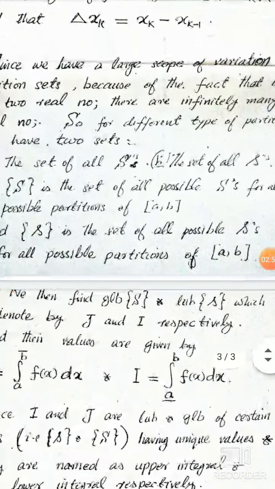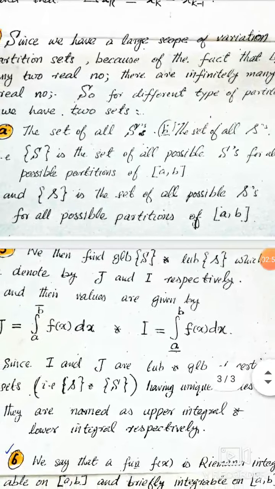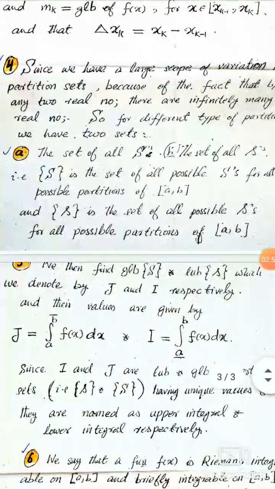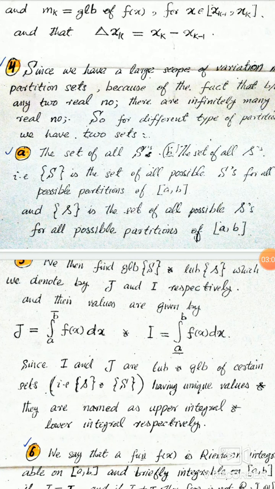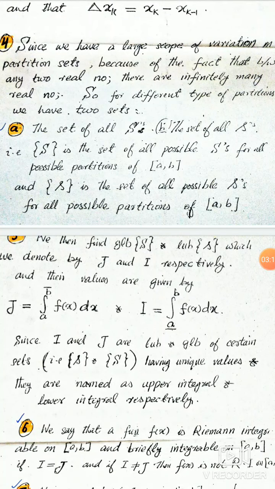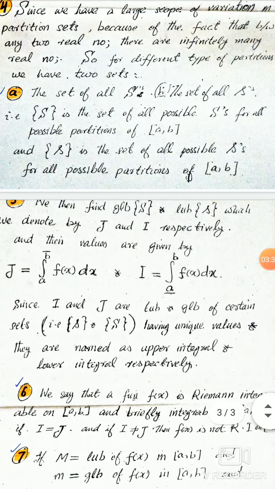Fourth, since we have a large scope of variation in partition sets, because between any two real numbers there are infinitely many real numbers, for different types of partition we have two sets: the set of all capital S upper sums and the set of all small s lower sums. The first is the set of all possible upper sums for all possible partitions of [a, b], and the second is the set of all possible lower sums for all possible partitions of [a, b].